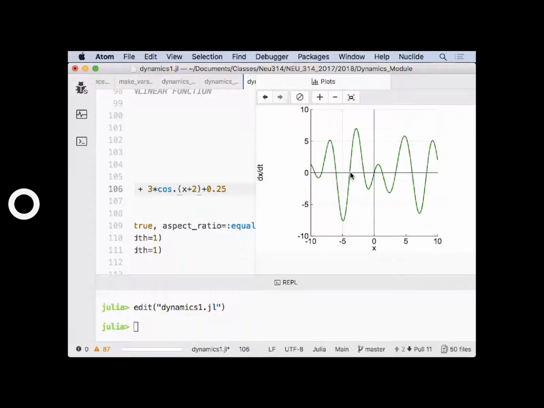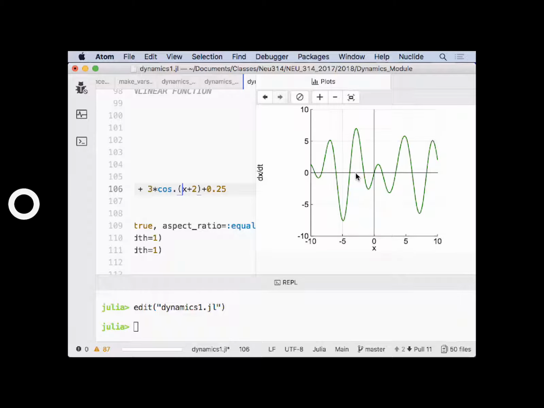Just read it off of the graph. Positive. So which way is x going to move? Is it going to move more positive, rightwards, or is it going to move more negative, leftwards? Right, more positive. So if you move a little bit to the right of this, you're going to move even further to the right.